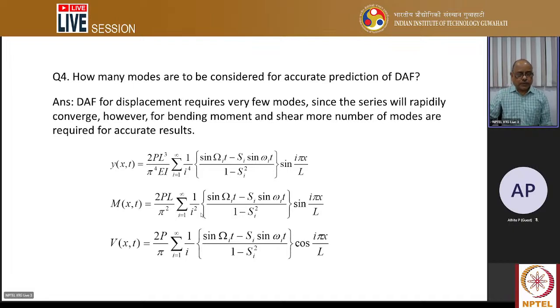However, the number of terms increases as we go to higher derivatives. So bending moment requires more terms than displacement, and finally shear force requires again more terms compared to bending moment. For displacement, the first term sufficiently gives an accurate result on many occasions, whereas bending moment dynamic amplification and shear force dynamic amplification can be obtained accurately with a larger number of modes.